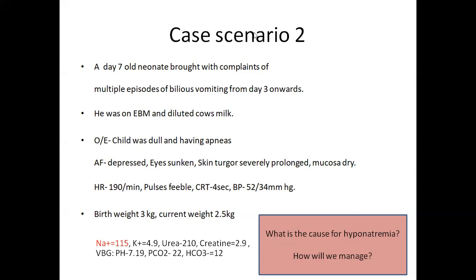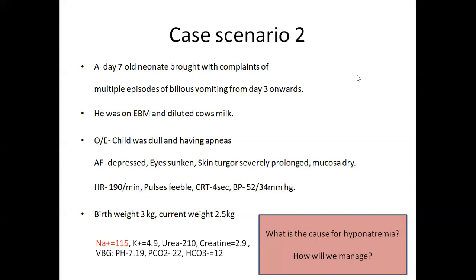Dehydration correction. How? So what is the first question here? When you have an abnormal electrolyte, what is the first question you have to ask yourself? Whether the sodium value you got is true. Is it a true value here? Yes. Why? The child is sick, but any child can be sick. That doesn't mean the child should have low sodium. There is an underlying cause.